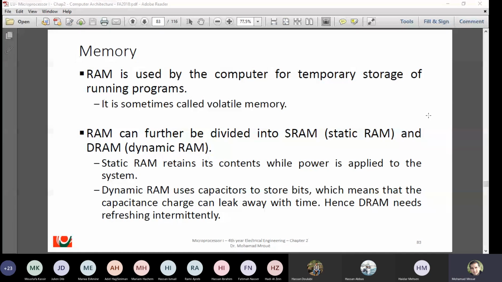So RAM can further be divided into static RAM and dynamic RAM, according to the technology I am talking about: SRAM and DRAM. Static RAM retains its contents while power is applied to the system. And dynamic RAM uses capacitors to store bits. Static RAM uses flip flops, which means that the capacitance in DRAM, dynamic RAM, is charged, so the capacitance charge can leak away with time. So hence DRAM needs refreshing.